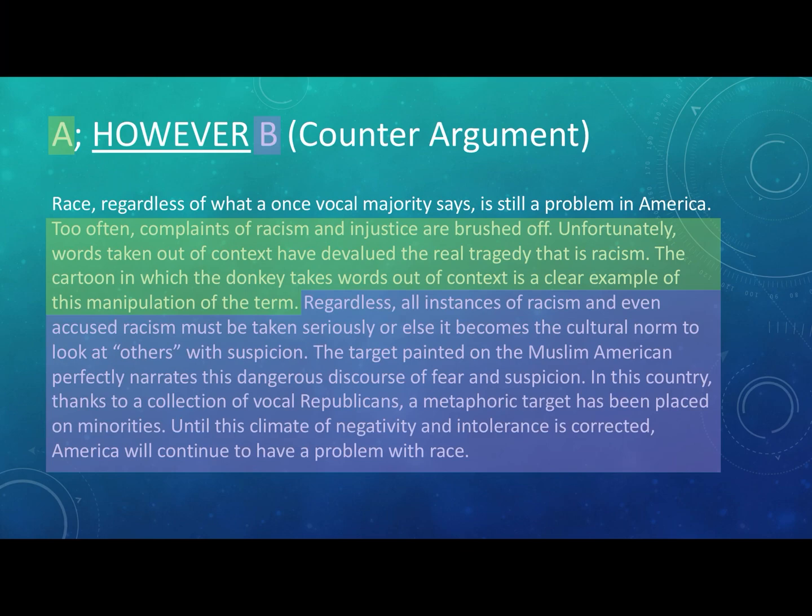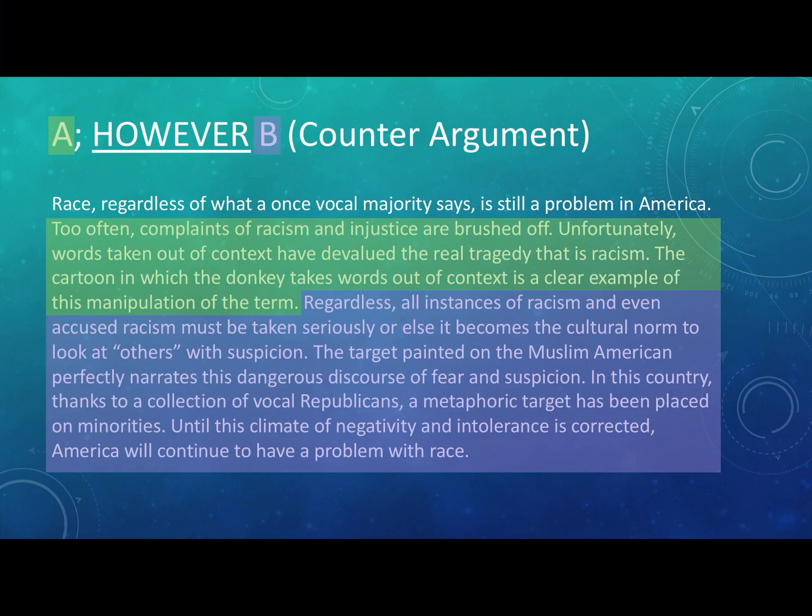I'm going to say, yep, they say this, but now I'm going to switch, and I'm going to say, regardless, all instances of racism and even accused racism must be taken seriously, or else it becomes the cultural norm to look at others with suspicion. The target painted on the Muslim American perfectly narrates this dangerous discourse of fear and suspicion. In this country, thanks to a collection of vocal Republicans, a metaphoric target has been placed on minorities. Until this climate of negativity and intolerance is corrected, America will continue to have a problem with race. So that's where my image A comes in.